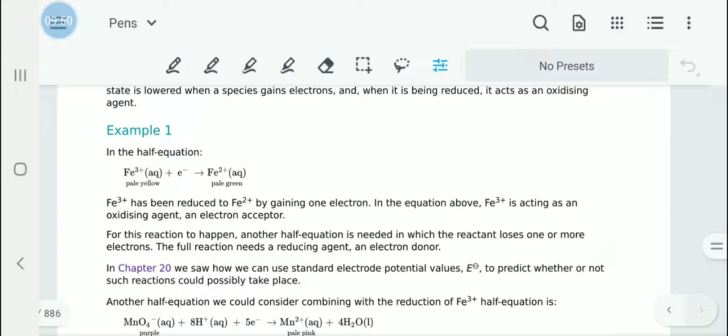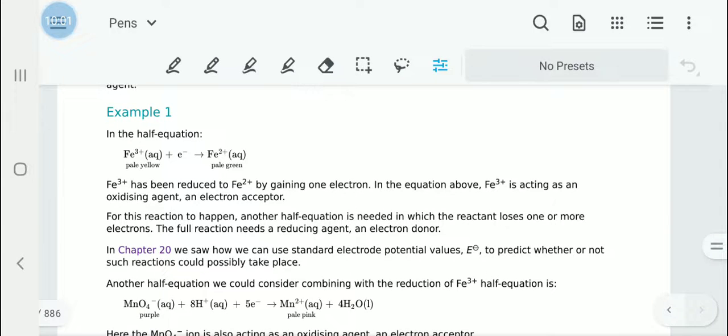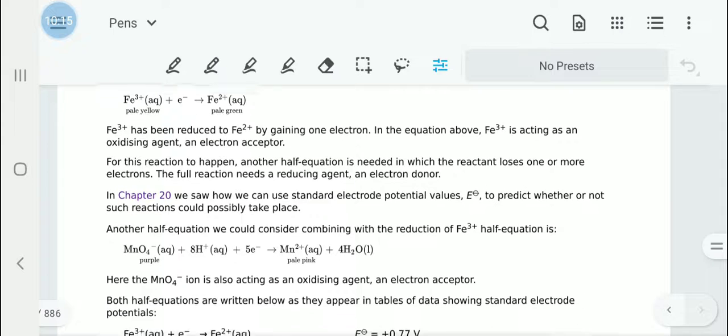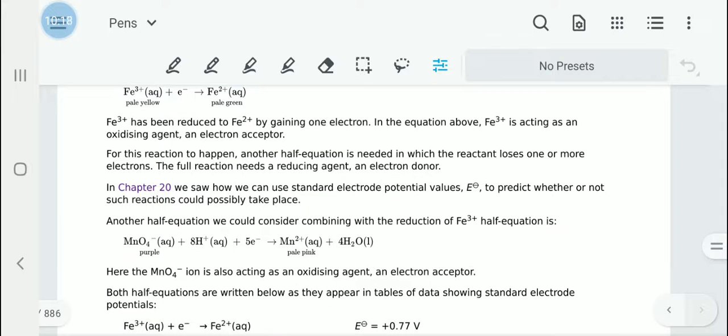Fe3+ aqueous, that is pale yellow, plus an electron e-, put the arrow and write down Fe2+ aqueous, which is pale green. Here Fe3+ has been reduced to Fe2+ by gaining one electron. Therefore, Fe3+ is the oxidizing agent, the electron acceptor. For this reaction to take place, there should be a species to donate the electron.